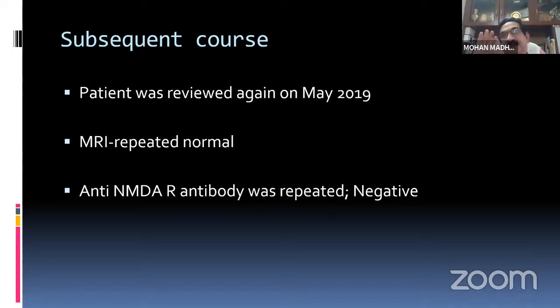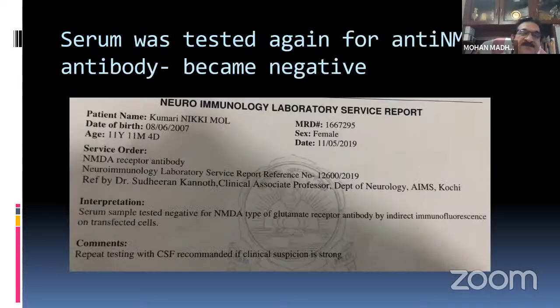He just followed up, even though the antibody was positive, because the patient was improving spontaneously, and managed symptomatically for 1 year. Now, the repeat MRI was normal, and the anti-NMDA antibody repeated again was negative. So again, the serum sample tested negative for NMDA antibody. This is 2019.